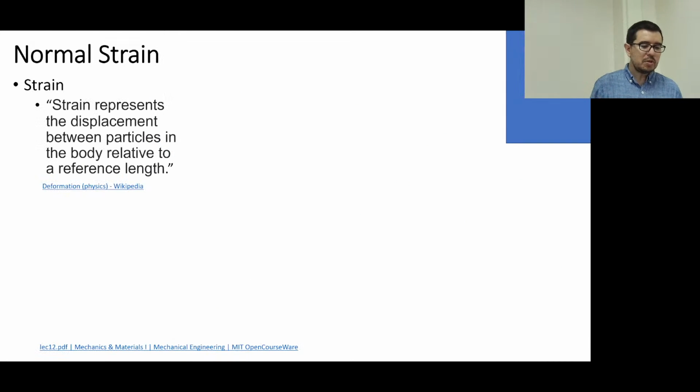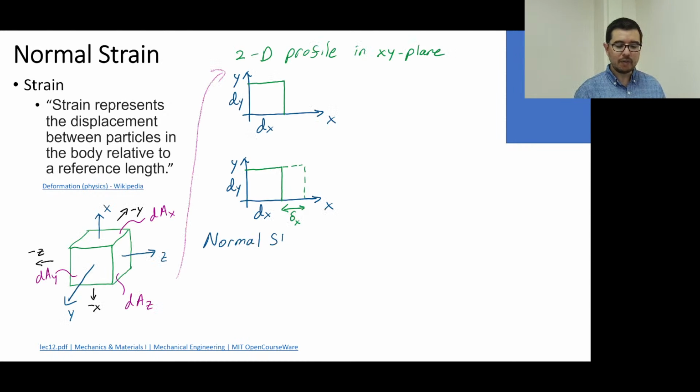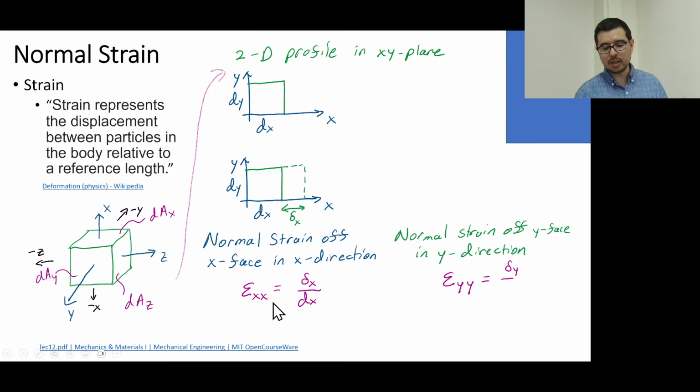So normal strain, kind of a review. Strain represents the displacement of particles in the body relative to a reference length. We've seen this before. I think I've shown this slide multiple times now, right? Where we have some delta x and some dx, and that's the epsilon xx, and we just say epsilon x, right? We don't repeat. Epsilon yy, or epsilon y, would be the delta in the y direction over dy.